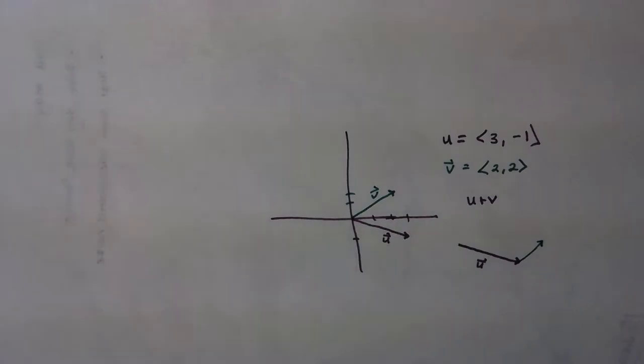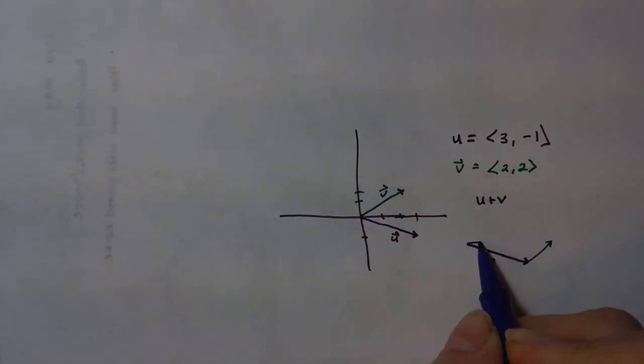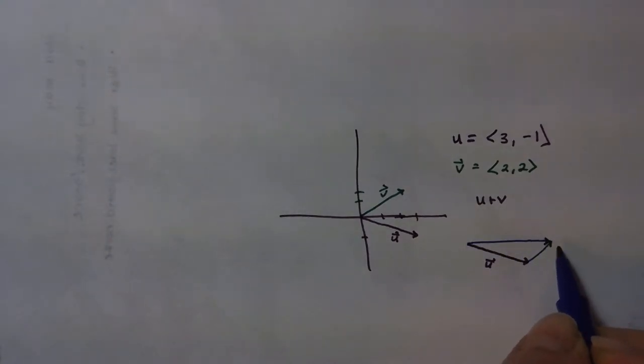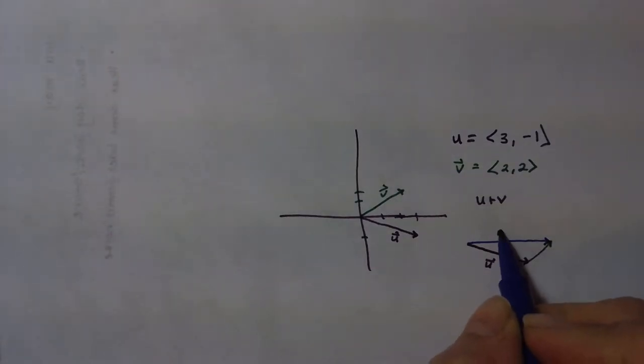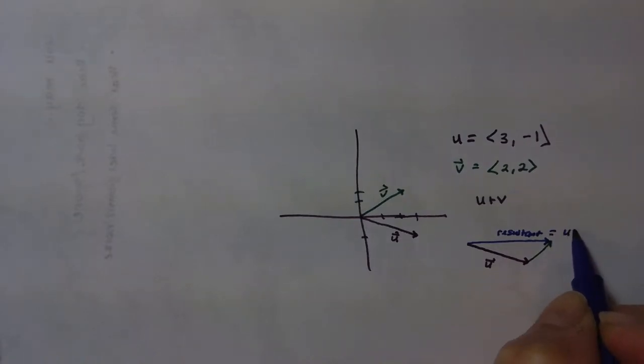And then for the resultant vector, which is where I close the triangle, you always start at the initial point of the first vector and close it to the head of the second. So this is head to head, but this is the resultant vector. And the resultant vector is always u plus v.